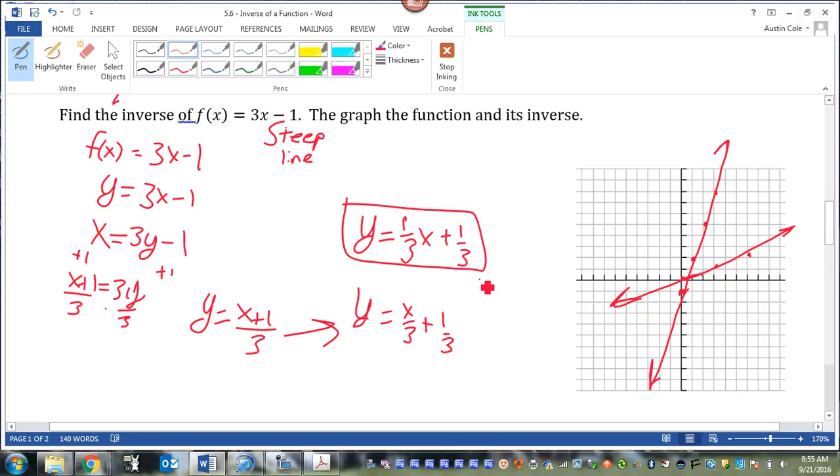What do we notice about those two functions? What do you notice about those two graphs? They're the opposite. So they are inverses, and what are they a reflection over? Yep.